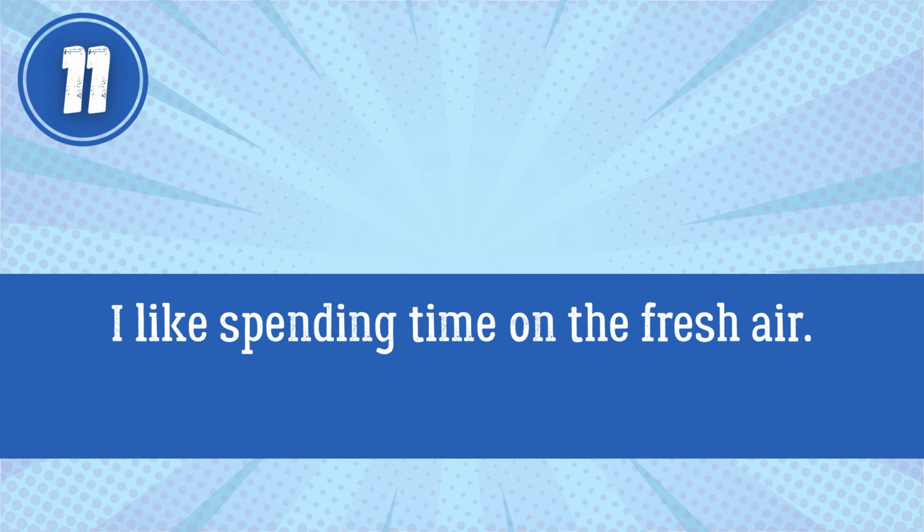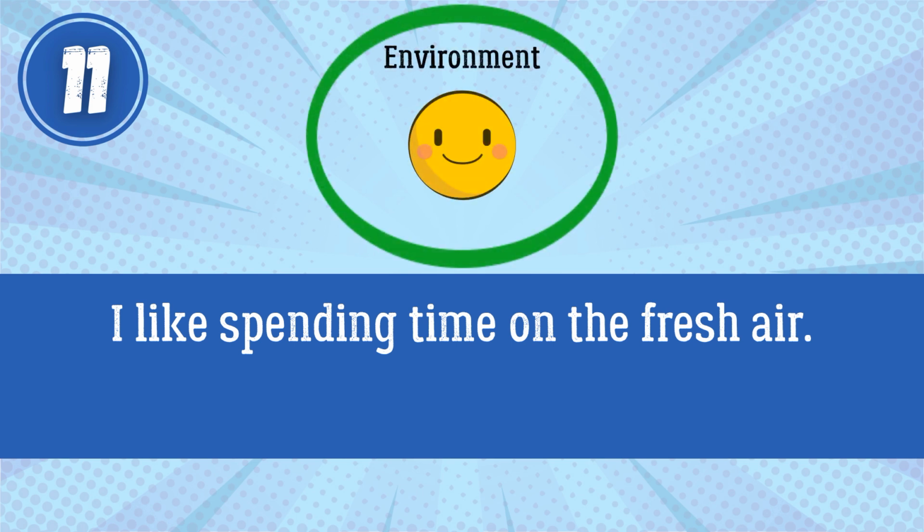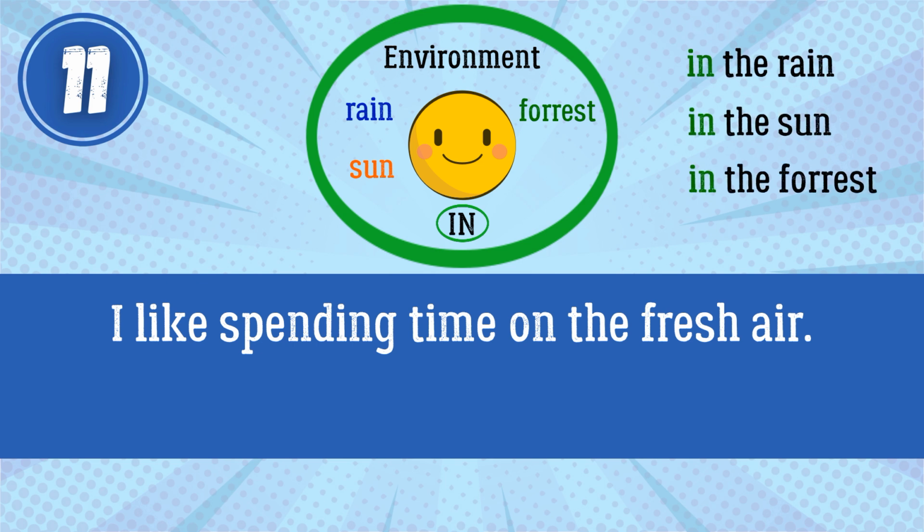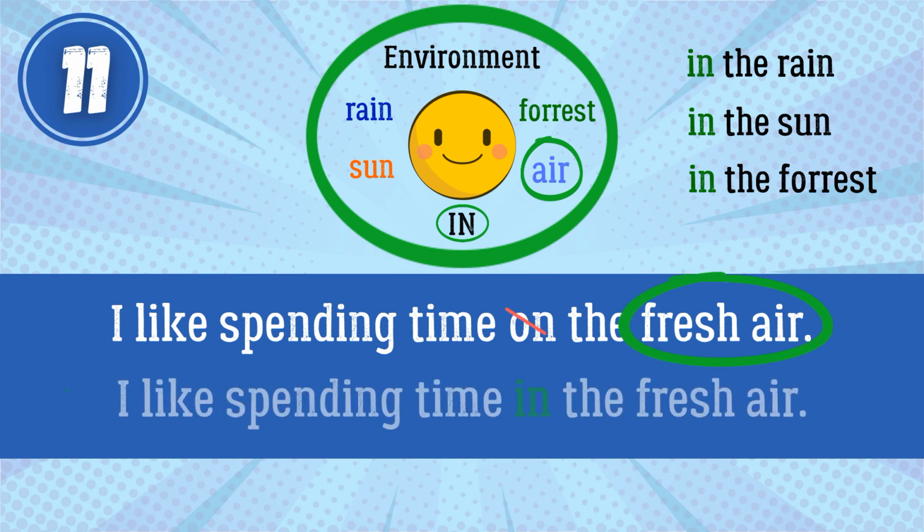Now let's focus. When you are physically inside a particular environment like rain, sun, or a forest, you should use the preposition in. Therefore, the correct usage would be in the rain, in the sun, in the forest. This rule also applies to the air. So when you are surrounded by fresh air, you should say, "I like spending time in the fresh air."